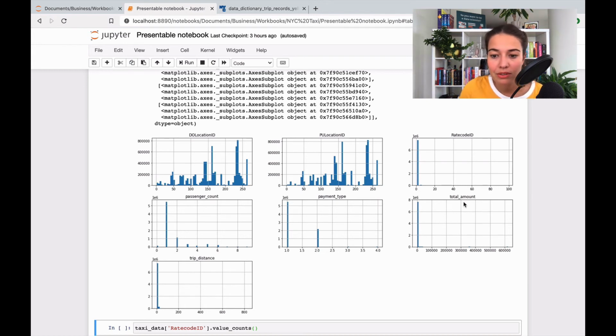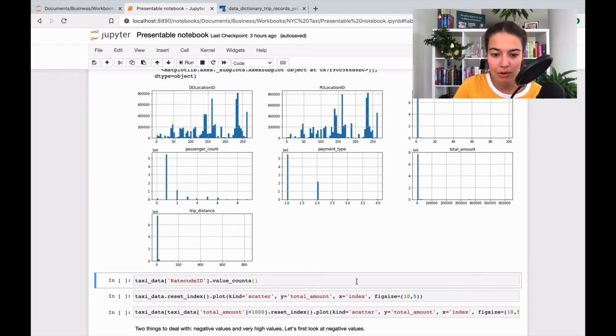Same with the total amount. We're seeing something tiny here, but also here. It's very crazy to think that someone paid $600,000 for their taxi trip. So immediately we see that, okay, there are some outliers and there's something wrong. First, look at the rate code ID to see what might be going wrong.